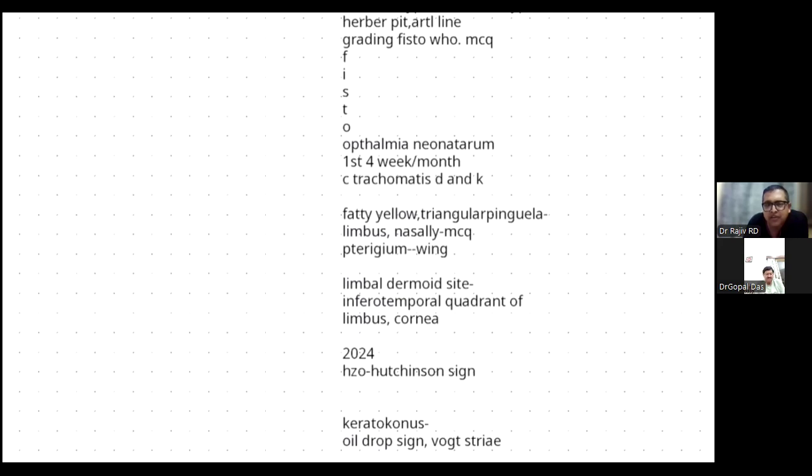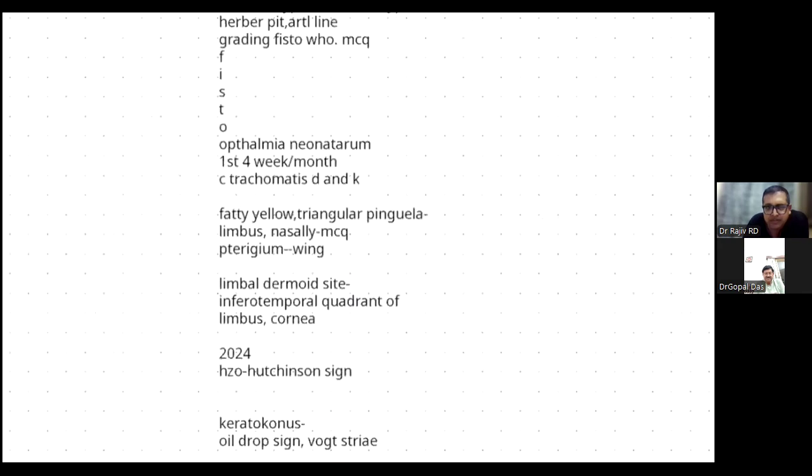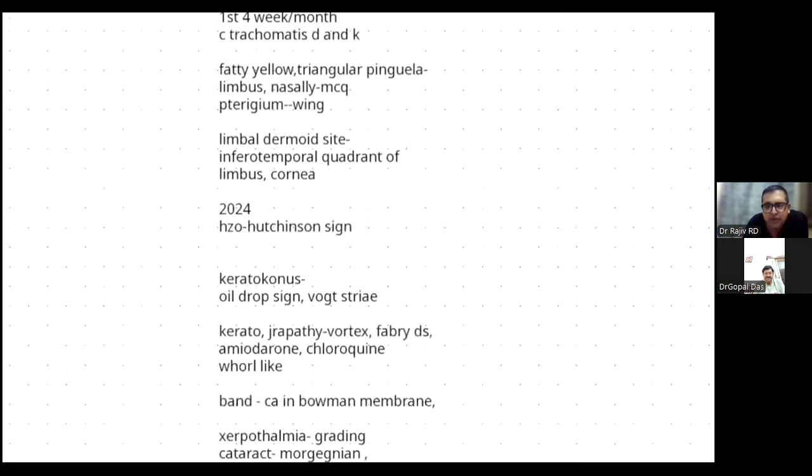Then the difference between pterygium and pinguecula. Pinguecula is a fatty yellow triangular deposition at the limbus, present nasally. Pterygium is a wing-like structure. Not limbal dermoid, pinguecula. So there is Hutchinson sign in herpes zoster ophthalmicus.